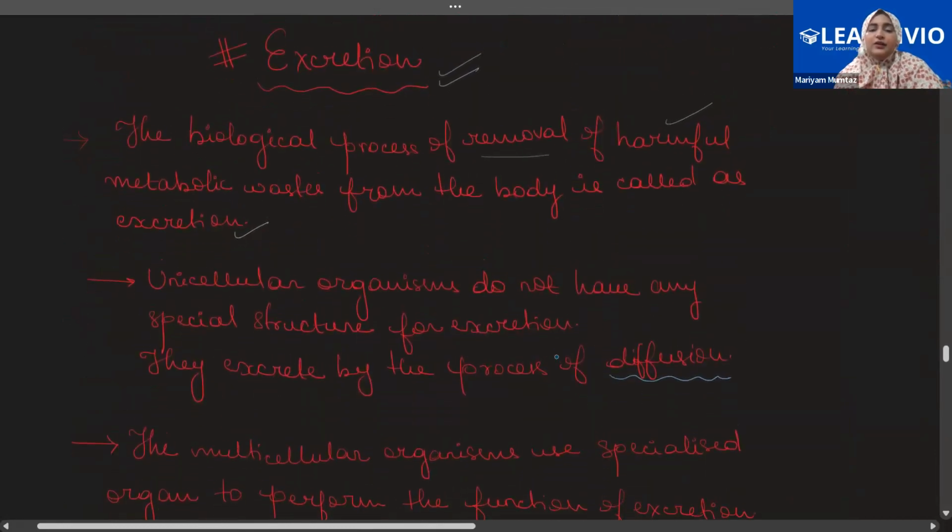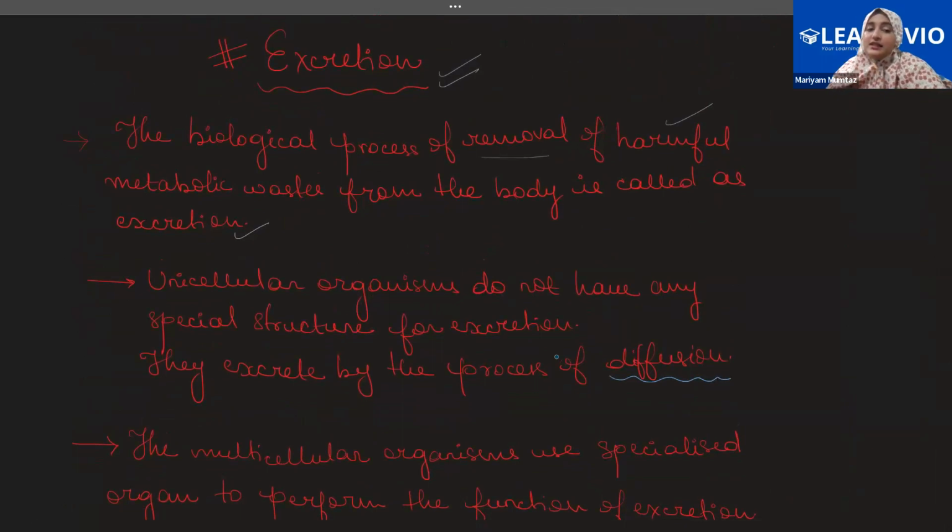All right. Now we'll talk about excretion. So excretion is the biological process of removal of harmful metabolic waste from the body.